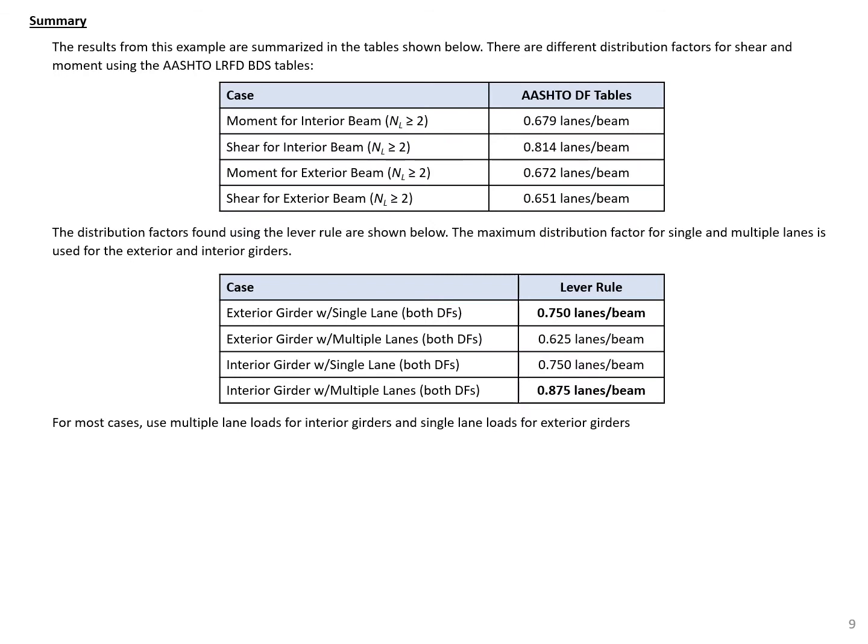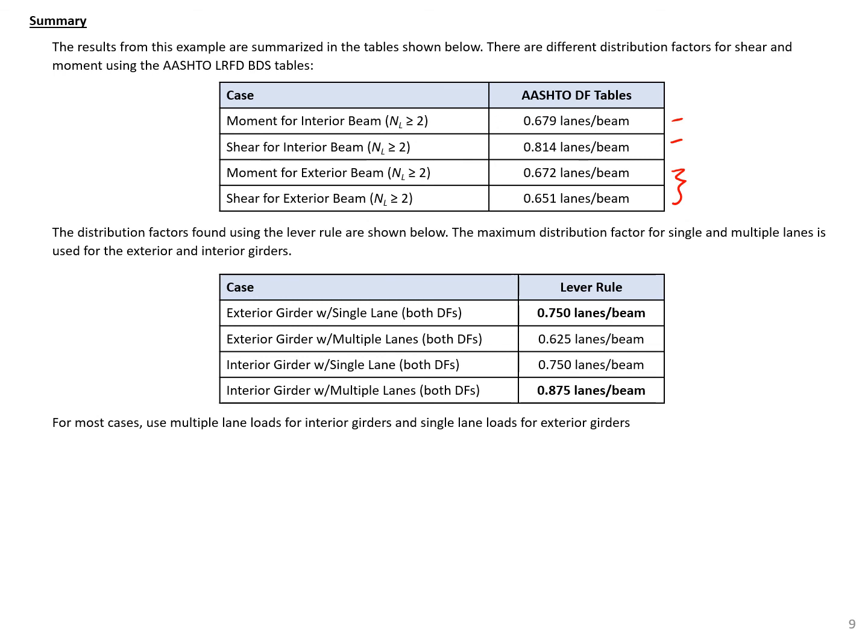On this slide, we have a summary of the results from this example. So the first table here is the distribution factors using the AASHTO LRFD bridge design specification tables. So these would be the factors you would use for the moment and shear for interior girders and the moment and shear for the exterior girders.